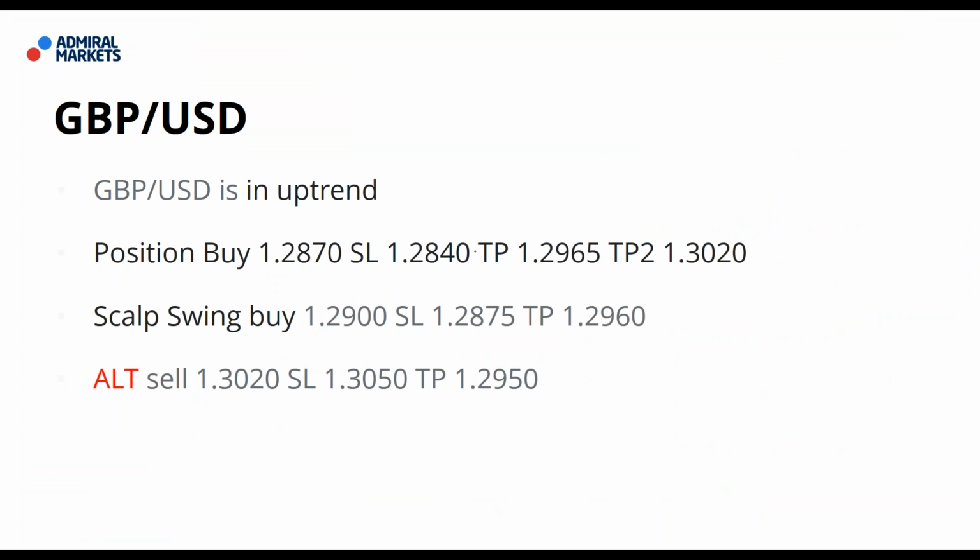Now, pound dollar is also in an uptrend. Buy position could kick in around 28.70, stop loss 28.40, TP 29.65, TP2 30.20. Scalp swing possible buy 29.00, stop 28.75, TP 29.60. Alternative sell 30.20, 30.50, stop, TP 29.50.